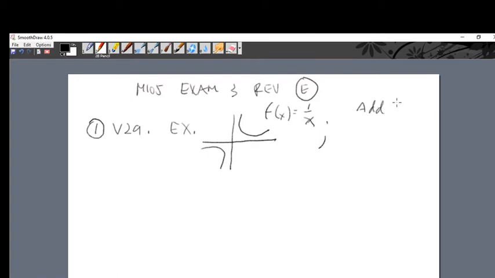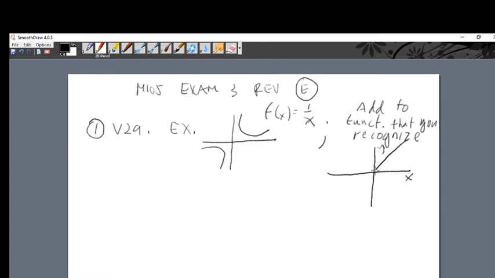Add to the functions that you recognize the following one. Just bear with me. Here's what it looks like. It's not a complicated design. Y axis, x axis as usual. And it goes straight through the origin, just like that. Exactly. What is this? This is the prototype of the function f of x is equal to x itself.